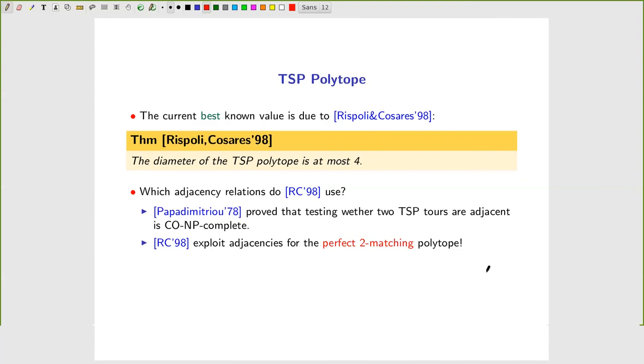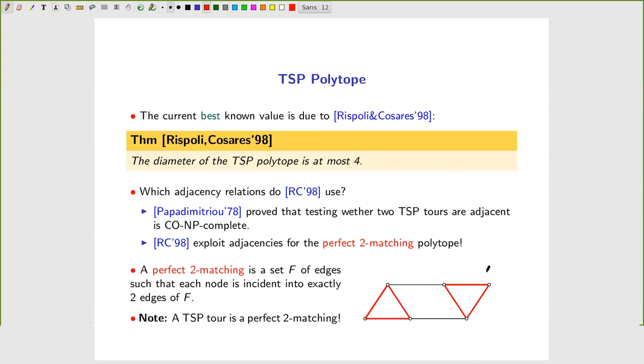So what they do is exploit adjacency for the perfect two matching polytope. And what is that? A perfect two matching is a set of edges F such that each node is incident to exactly two edges of F. So it's a generalization of matching in which you have two edges incident on each node. And clearly a TSP tour is a perfect two matching because it is actually just a cycle. It is a perfect two matching that, in addition, is also connected, okay?